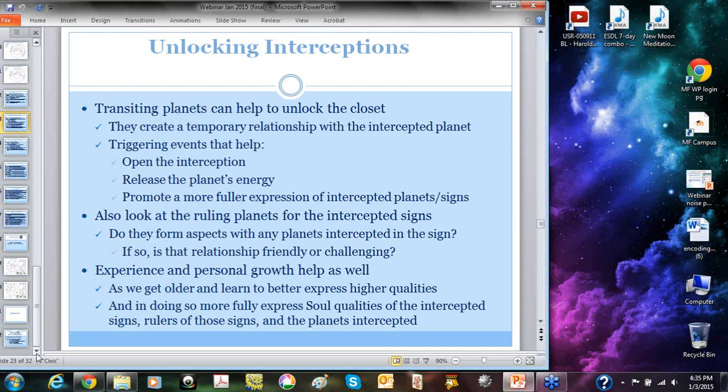So we look at the ruling planets of intercepted signs. Do they form aspects with any other planets that are intercepted or in other signs? What is the relationship like? Is it friendly? In other words, is it an ease? Is it a trine? Is it a sextile? Or is it a challenge, like a square or an opposition? So these are all things that one would look for with interceptions. As we get older, we learn to better express the higher qualities of both the planets that are intercepted and the sign that is intercepted.